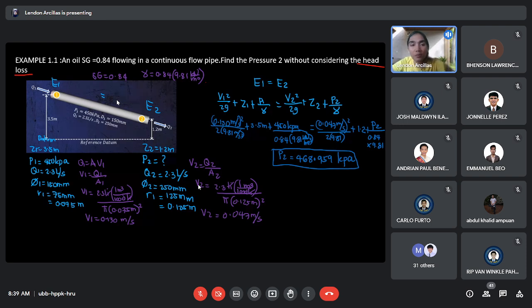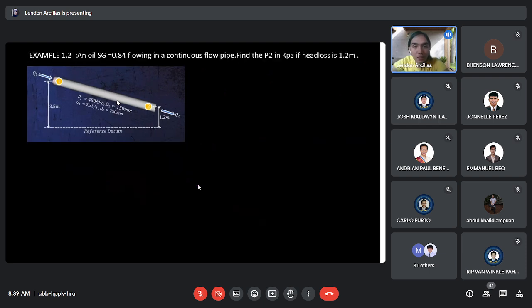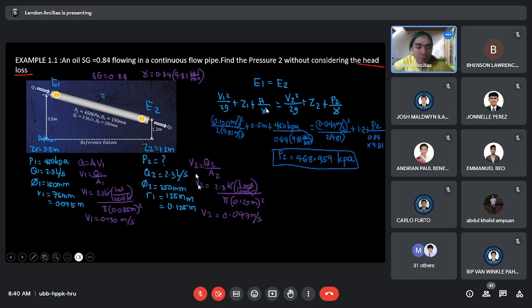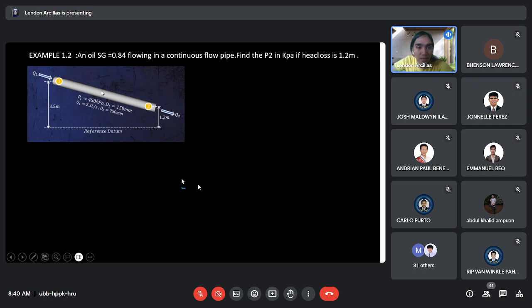Next is, what if we have head loss to consider in this fluid flow? So, same problem, but we added the head loss. SG oil, 0.84, continuous flow, find the P2 in kPa if head loss is 1.2 meters. What will happen here? We will first copy our solution since we already have the solution for velocity 1 and velocity 2, and the given is the same.